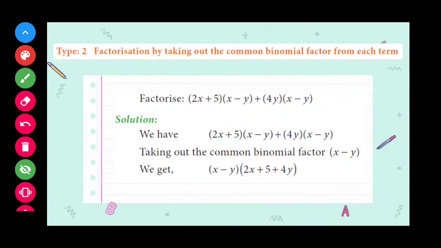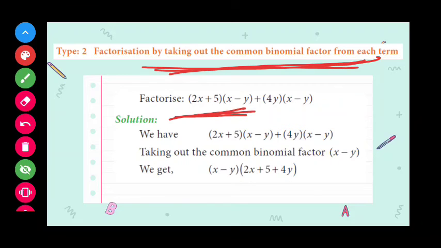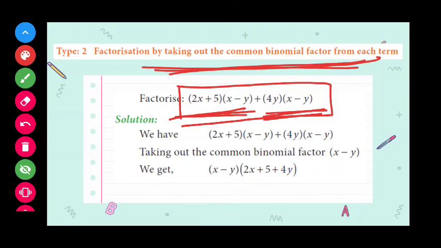The next type is factorization by taking out the common binomial factor from each term. Listen to this carefully. It means we have to remove the common binomial term from each of the two terms. Look at this question: 2x plus 5 into x minus y, plus 4y into x minus y. These are the terms in this question. Each term has two factors. The first term has 2x plus 5 and x minus y. The second term has 4y and x minus y.